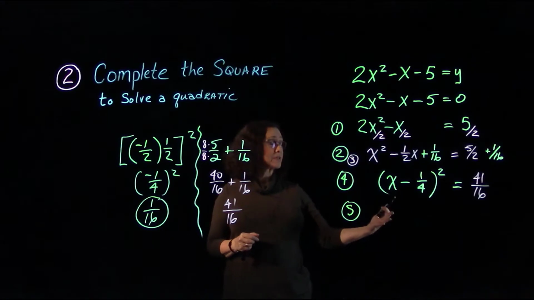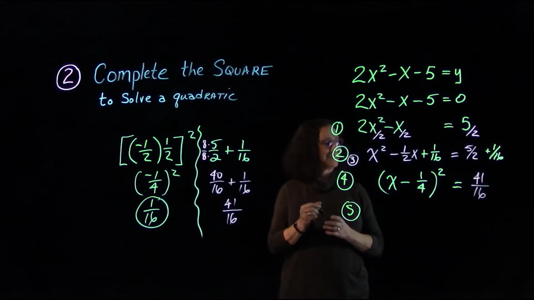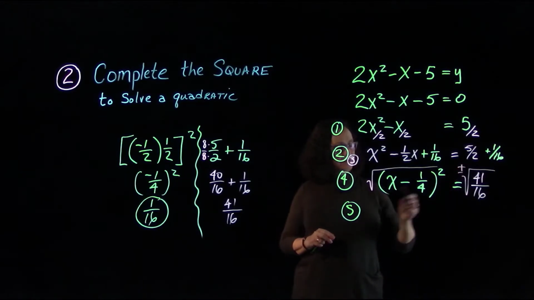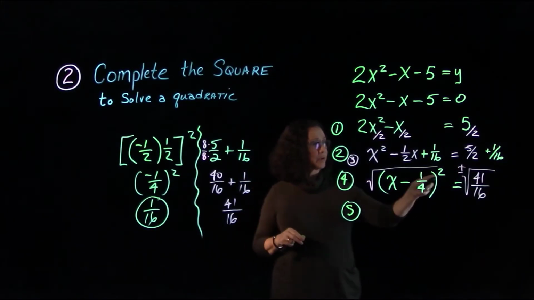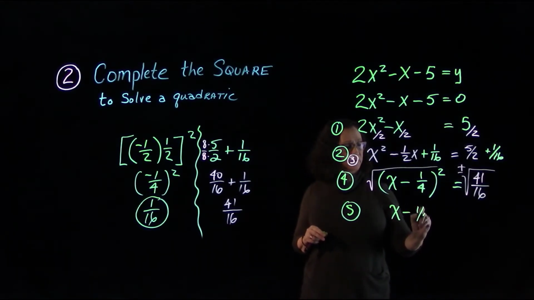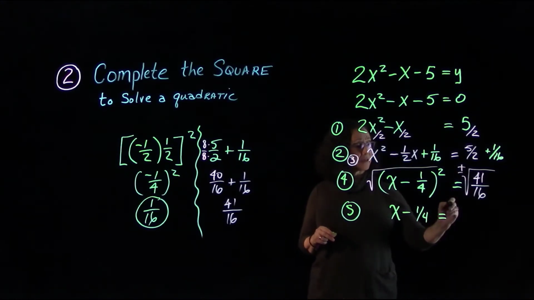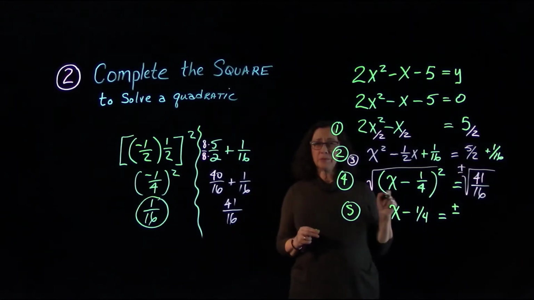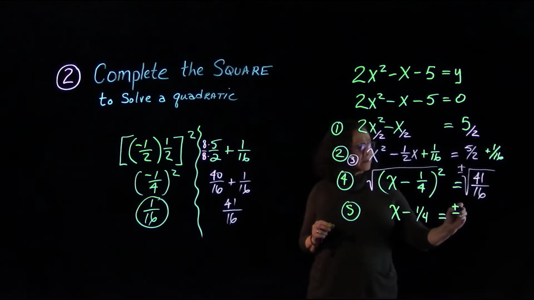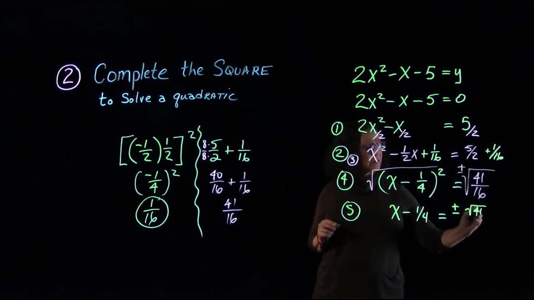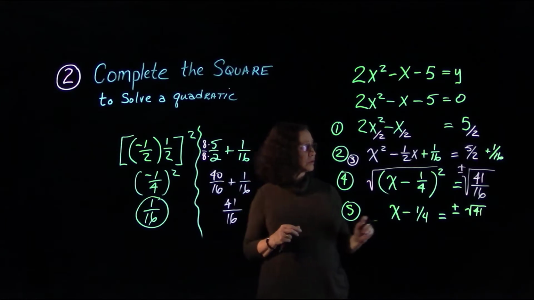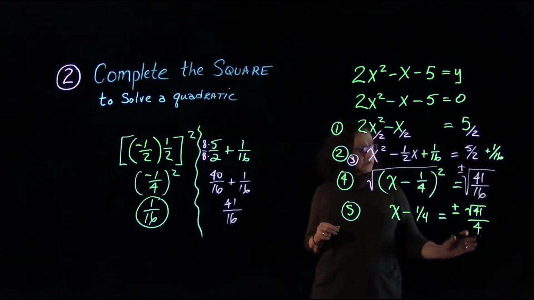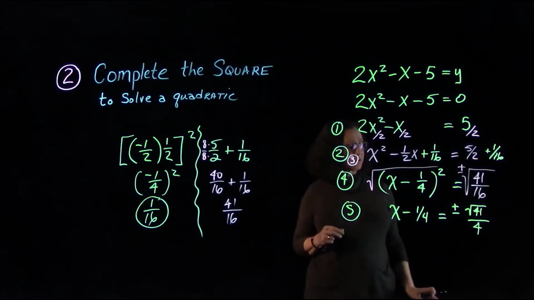Now when we take the square root of both sides, the left-hand side the squaring and the square root cancel one another, and we get x minus 1/4. And on the right-hand side, because when we take the square root, we always get a positive and a negative root, we need to take the square root of this number. The problem is that there is no way of taking the square root of 41 without having a number that goes on forever. That's why it's called an irrational root. But the denominator we can take the square root of, and the square root of 16 is 4. So this allows us to have a rational number on the bottom and the irrational number on top.